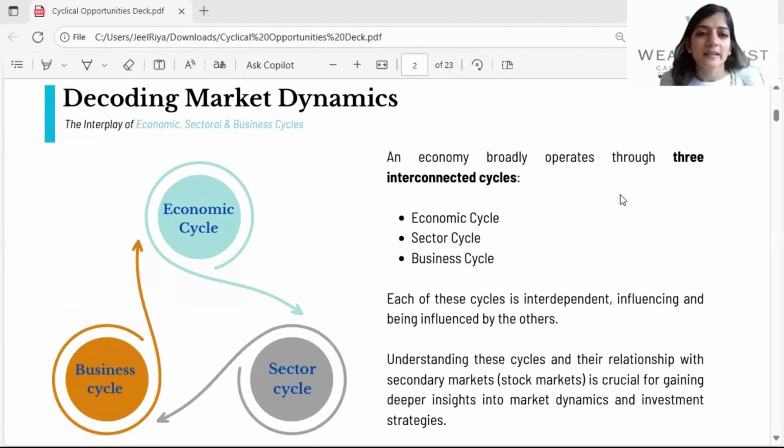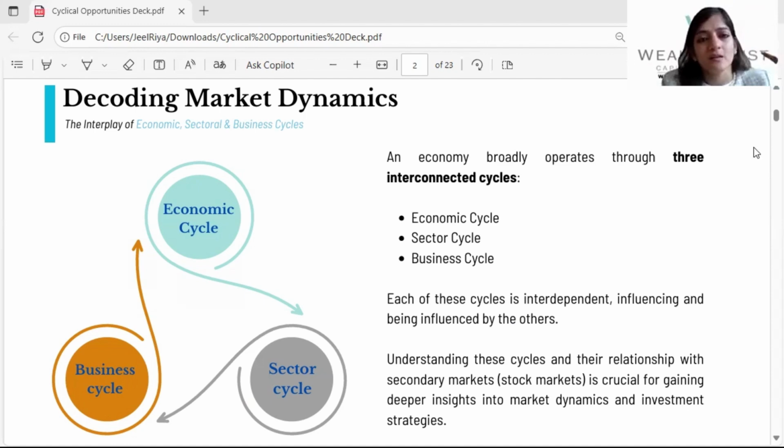So, what exactly are we doing? We're first trying to decode the market dynamics. Any economy or any business has three cycles that they go through. One is the economic cycle. Whether we are a growth country, or a Japan could be a stagnant country. So it depends on the country level also: where are you in terms of growth? Particularly, India is a growth or developing economy in that sense.